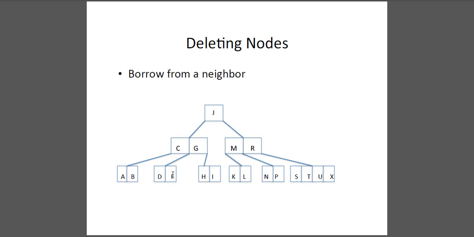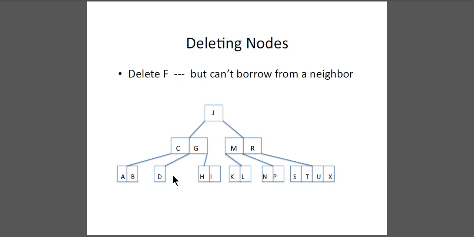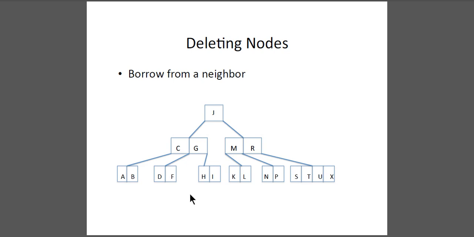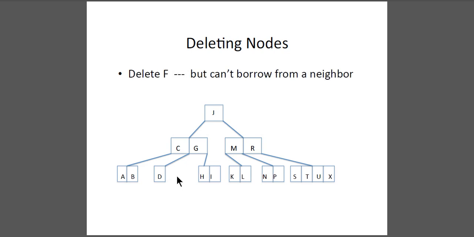Similarly, delete the value F. Now where is F? You find F in this tree. When you delete F, you will get this one. Now where to borrow? You cannot have only one value in the leaf node. At least two values should be there in the node, and both the neighbors are also having only two values. You cannot borrow the value from the neighbor.